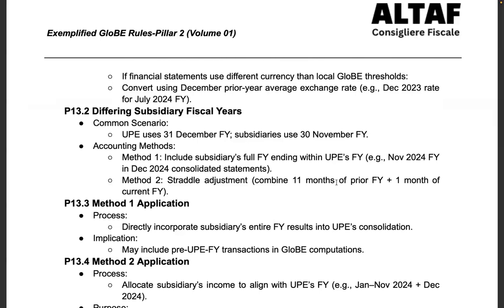Straddle adjustment. Combine 11 months of the prior year plus 1 month of the current year. So here we act a little patiently. We take the actual results of the last 11 months, which coincide with the group's or the ultimate parent entity's financial year, and then we wait for the period subsequent to the subsidiary's year end date, and the very first month which coincides with the ultimate parent entity, we include, so that this harmonizes and aligns with the ultimate parent entity's financial year.